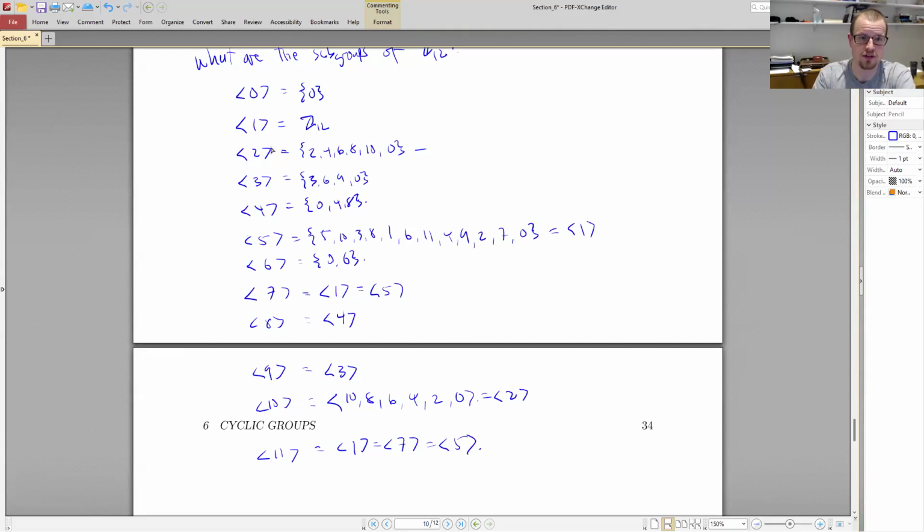2 divides 4, so 4 is a subset. 2 divides 6, so 6 is a subset. 2 divides 8, so 8 is a subset. 2 divides 10, so 10 is a subset. Now it's actually the same thing, but we should recognize when that is the case. So it will be a subset versus the whole thing.